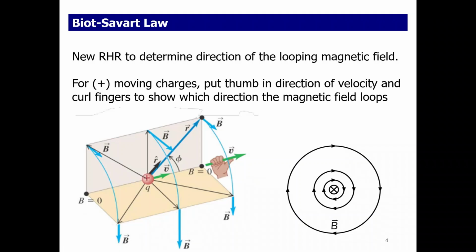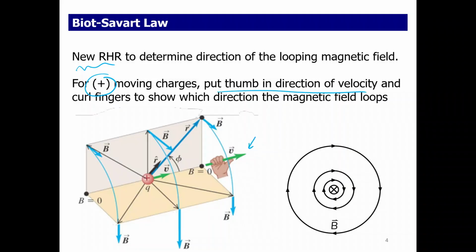So how do you determine the direction? There is a new right-hand rule, and with this right-hand rule, it's nice and easy. All you do is, if it's a positive charge, you put your thumb in the direction of velocity and then curl your fingers, and that is the direction the field loops. So I can see that here with the hand.